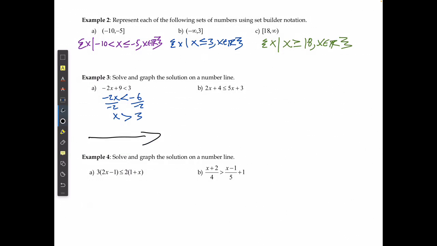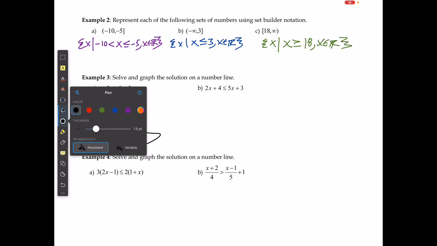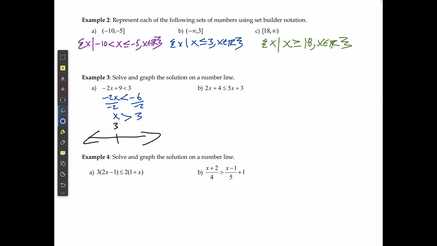And then I'm going to draw the solution on a number line. So I'm going to leave it open circle, and I'm going to fill in to the right.